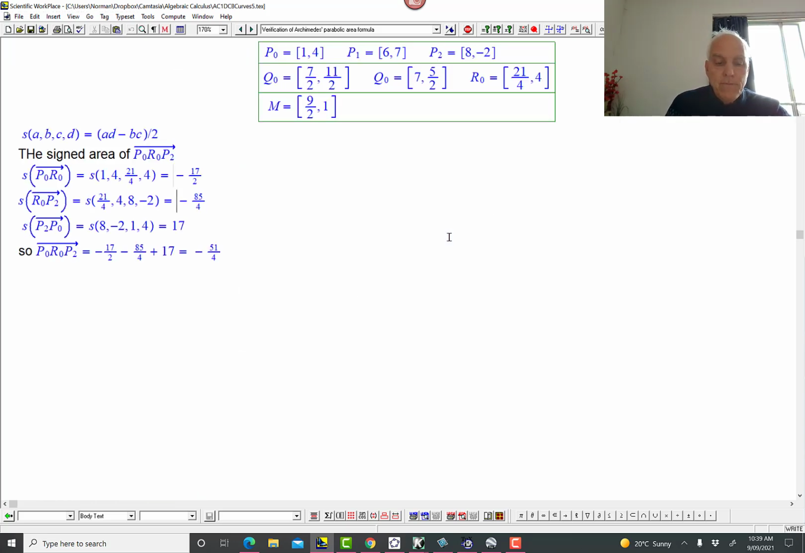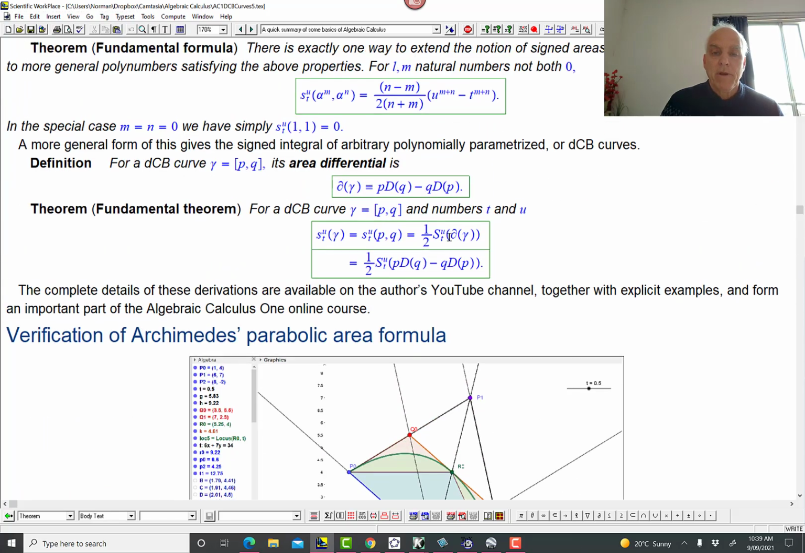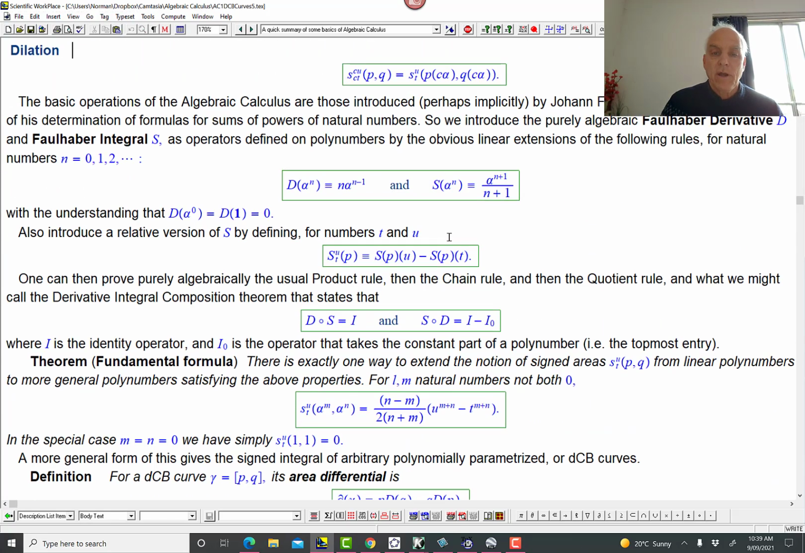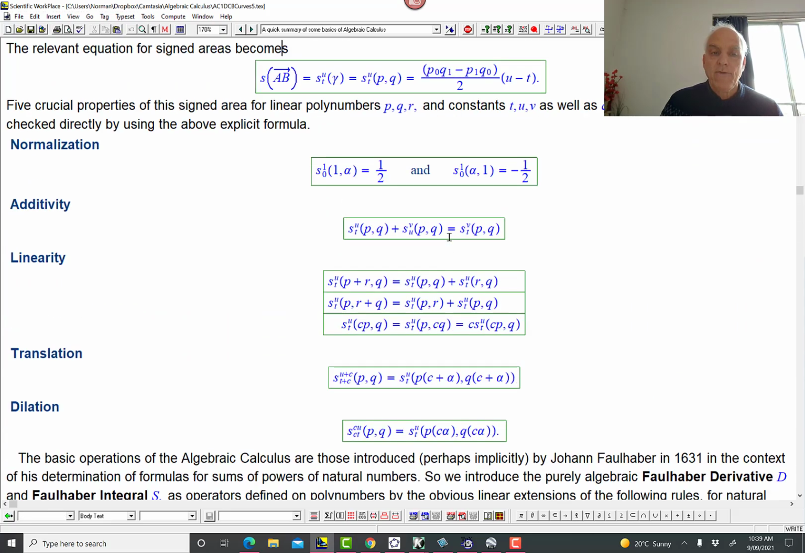Great. Okay, fabulous. Now let's calculate the area of the parabolic arc, from P sub 0 to P sub 2. So for that we are going to want to describe the curve. And let me remind you back up here at some point, we described the curve in a number of ways.